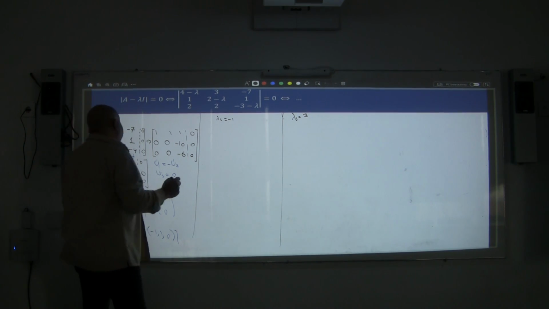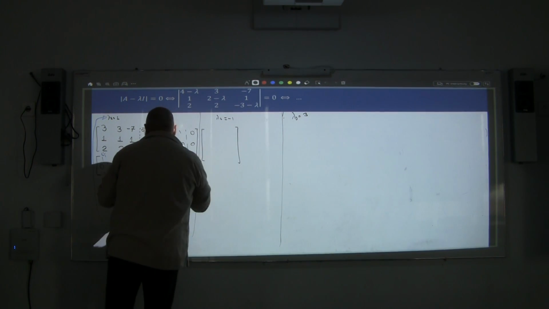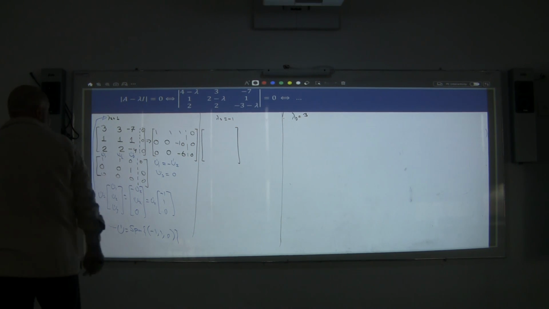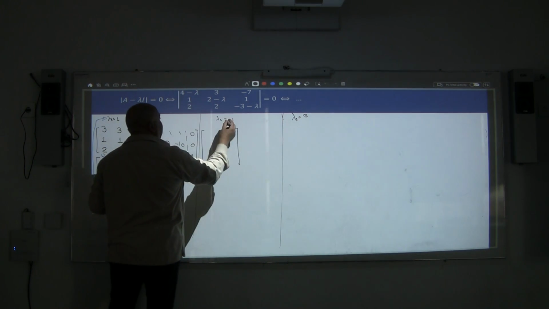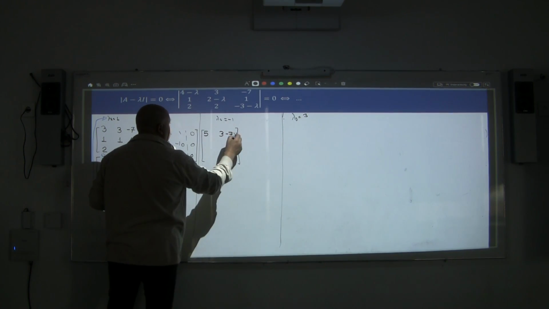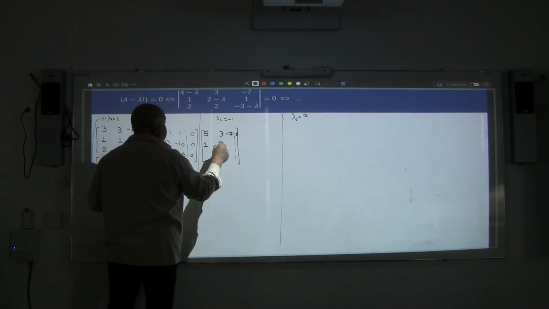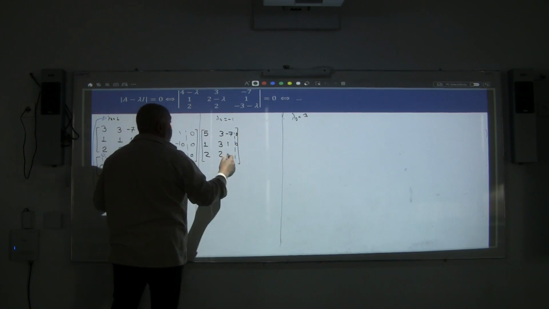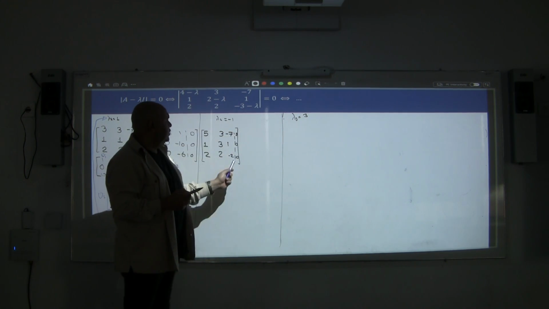I will do exactly the same steps, but this time, instead of lambda equal to positive 1, I will use lambda equal to negative 1. So once more, 4 minus negative 1 is going to come up to 5, then 3, then negative 7, then a 0. For the second row, it's going to be a 1, then 2 plus 1, so it's going to be 3, then 1, and it's equal to 0. For the last row, it's going to be 2, 2, then negative 3 minus negative 1, so it's going to come up to negative 2, and it's equal to 0.